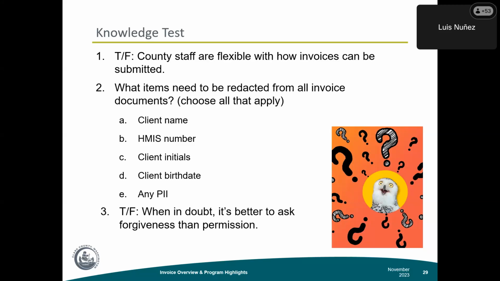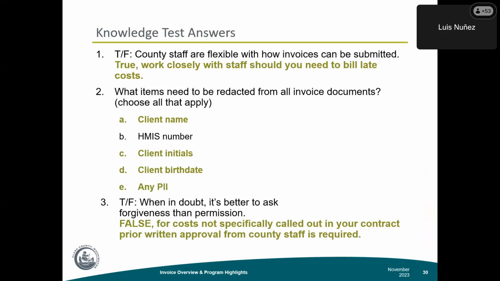Okay, we can switch over. And the first one's true. You can work closely with staff should you need to bill late costs. The second question, A, C, D, and E, those are all the correct answers. We would like you to redact all that and then provide the HMIS number instead of all that information. And then the last question is false. For costs not specifically called out in your contract, prior written approval from county staff is required.